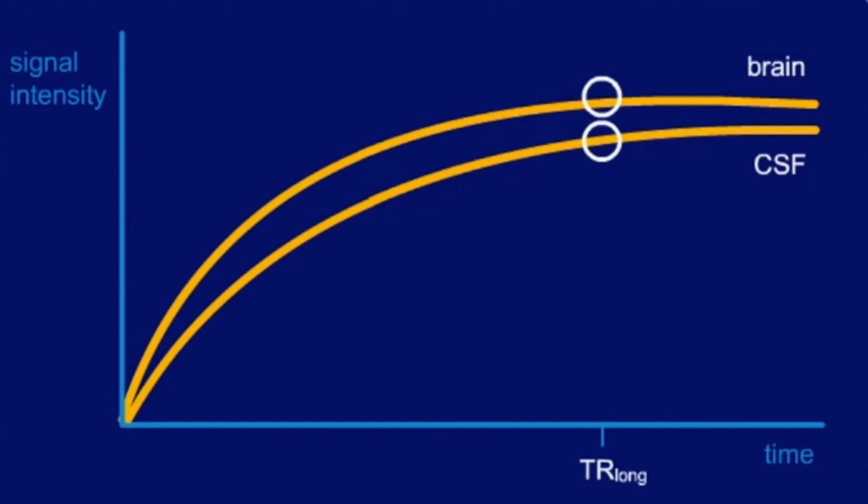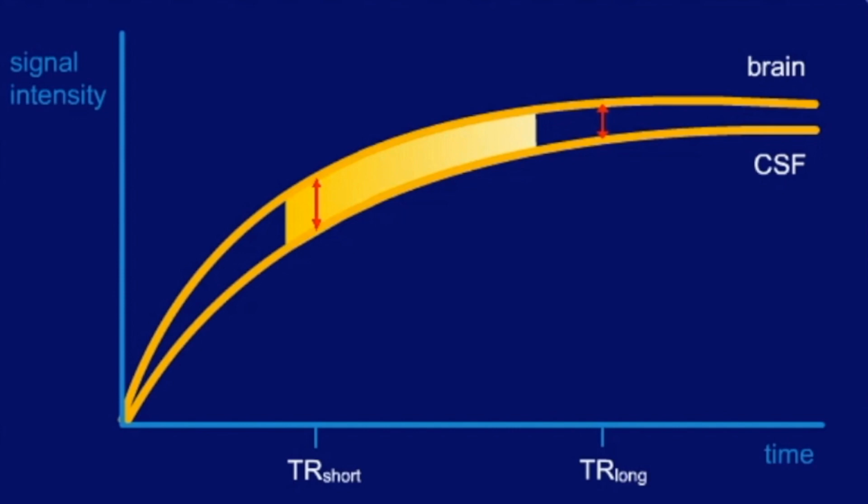The longitudinal magnetic vectors that will be tilted 90 degrees differ only to a small degree, so there will only be a small difference in signal intensity, in other words, tissue contrast between brain and CSF. If we, however, send in the second pulse after the shorter TR, TR short, the difference in longitudinal magnetization is rather large, so there will be a better tissue contrast. And as we can see from the distance between the two curves, there is a time span where tissue contrast is most pronounced.